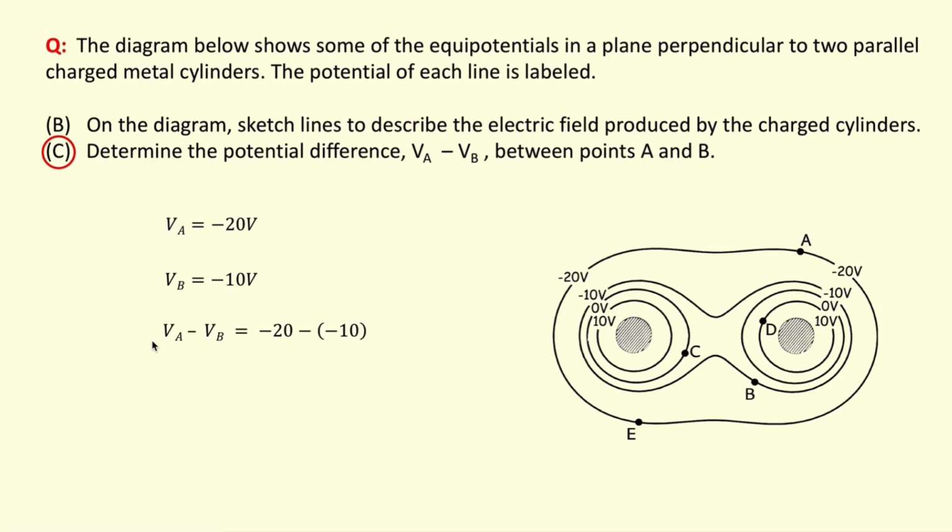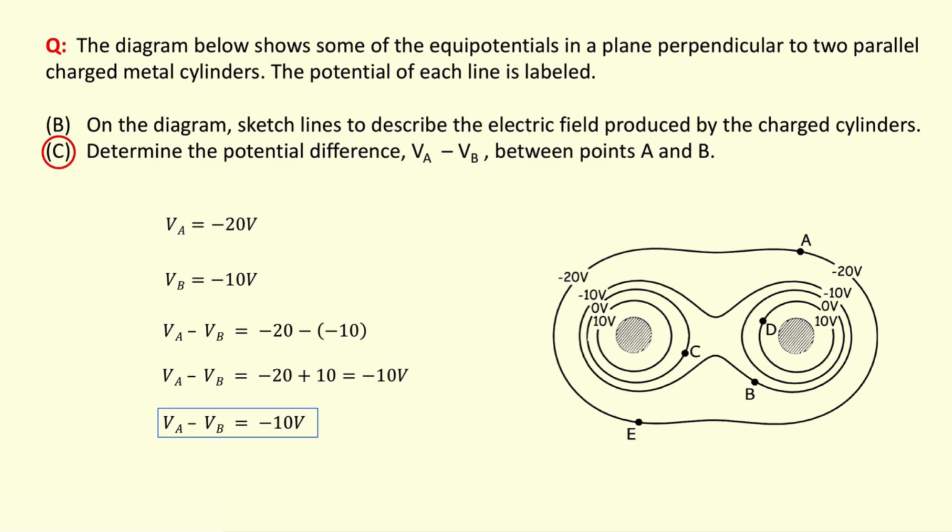The difference between VA and VB becomes minus 20 minus minus 10. But it becomes minus 20 plus 10, this part. And ultimately, we get the voltage difference between point A and point B as minus 10 volts.